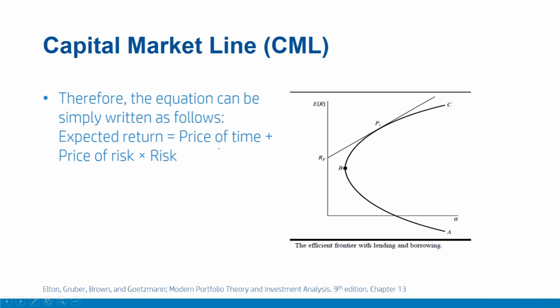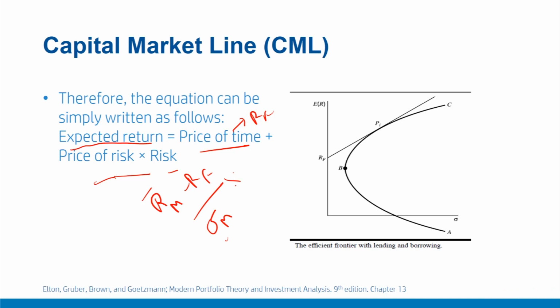So the resulting equation is: expected return on any efficiently priced security is price of time plus price of risk into risk. Price of time is nothing but the risk-free rate. Price of risk we have already discussed, which is Rm bar minus Rf, the additional return for taking the risk, standardized by market risk sigma m, into risk, which is sigma I. Sigma I is the risk of the efficient portfolio. This component is the price of risk. This is the total risk.